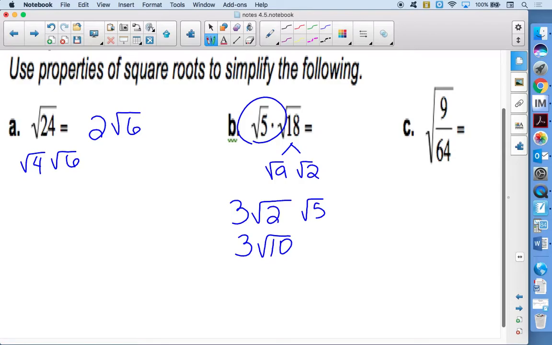So what does that become, Julia? It becomes 3/8. Yep, 3/8. You can break that down, they're both perfect squares, you get 3/8. Questions?